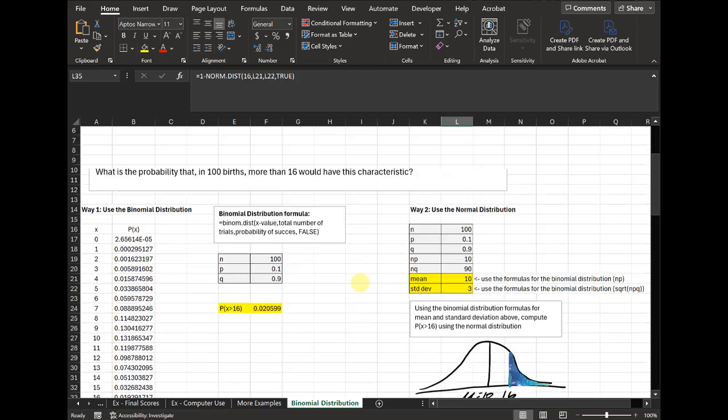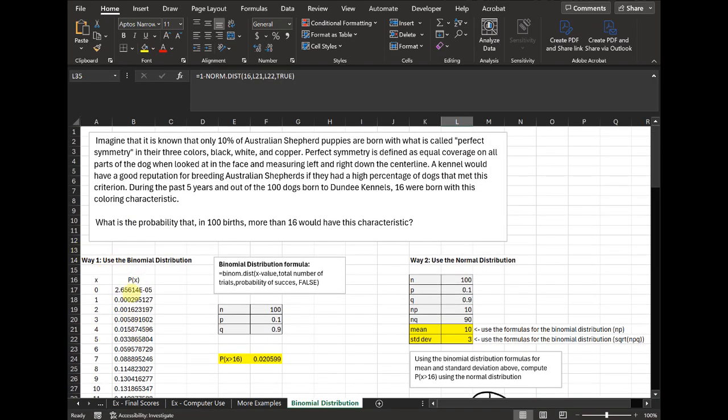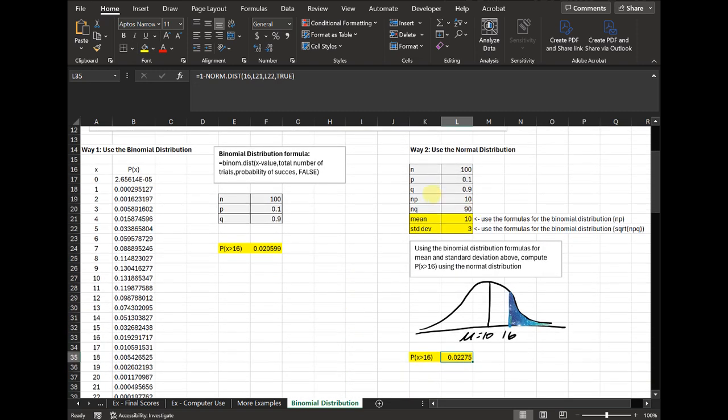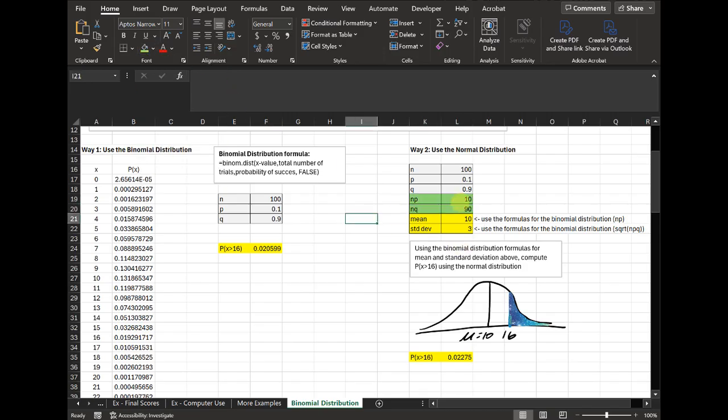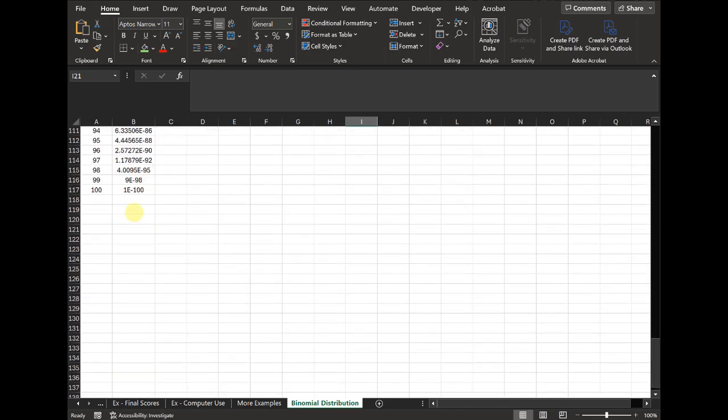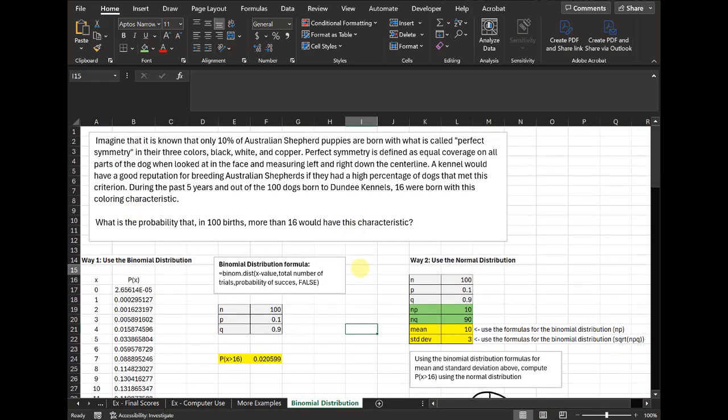There are certain questions where instead of having to do all of this work with the binomial distribution, as long as you meet these two criteria, that your n times p and your n times q are greater than 5, you can then just compute your mean, your standard deviation, and then rather than having to do all of this, you can just use the normal distribution, which I would argue is a lot easier to use than going through and having to set up this whole giant table like we did here on the left. So that's the idea behind the binomial distribution versus the normal distribution.